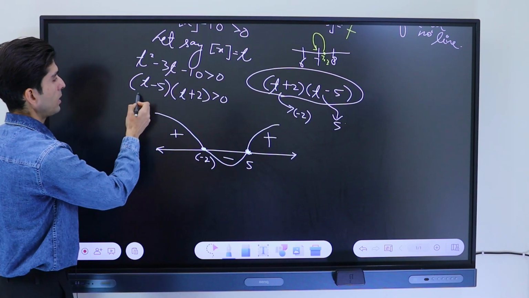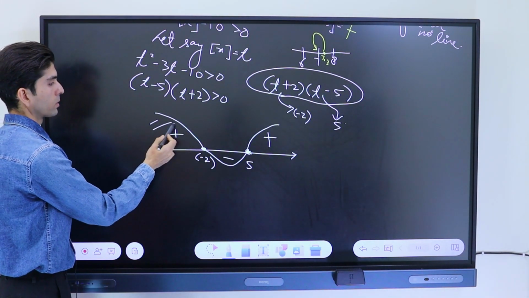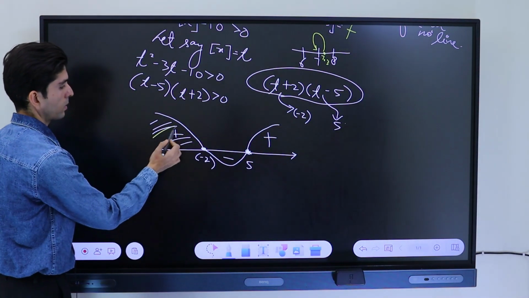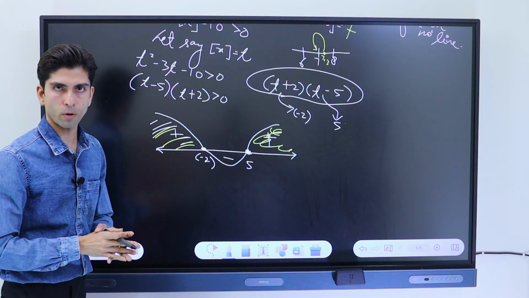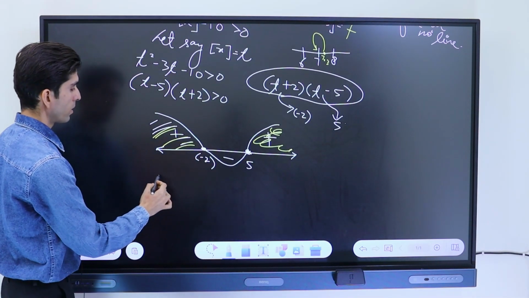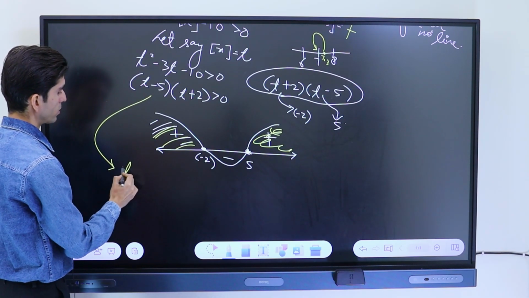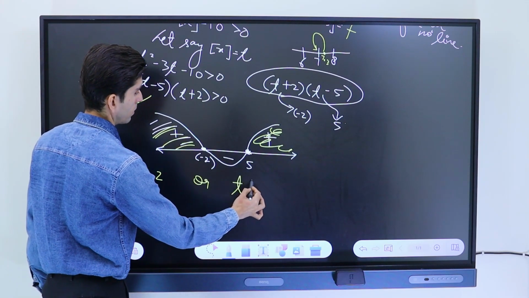So we want (t - 5)(t + 2) positive. For positive, we have this region. This region is positive, as well as this region is also positive. Both of these regions are positive. So we'll write this is positive for t less than -2 or for t greater than 5.